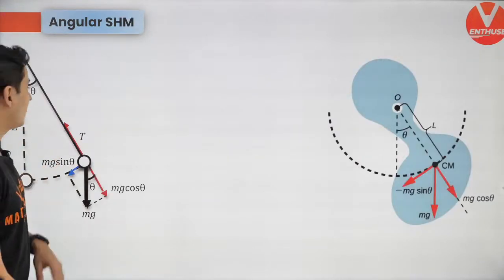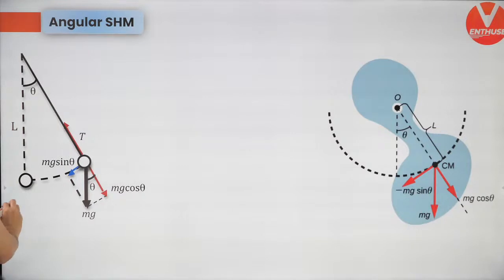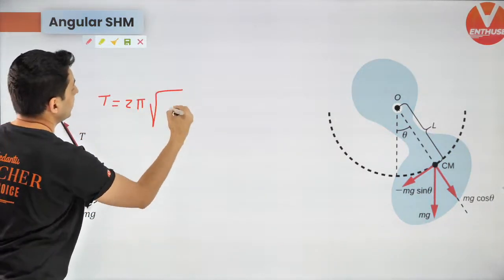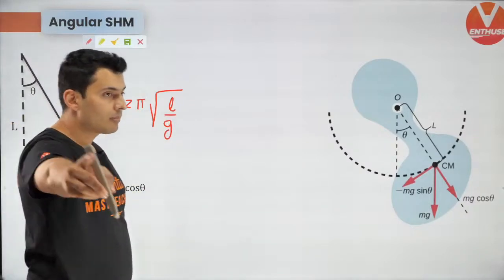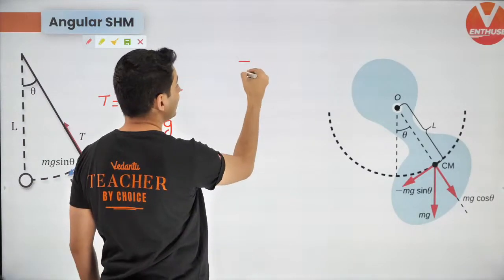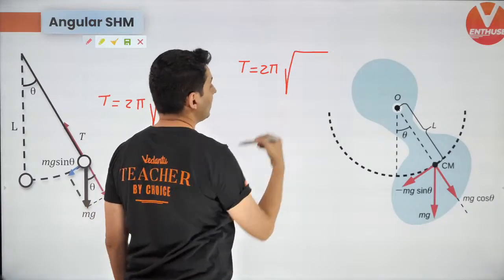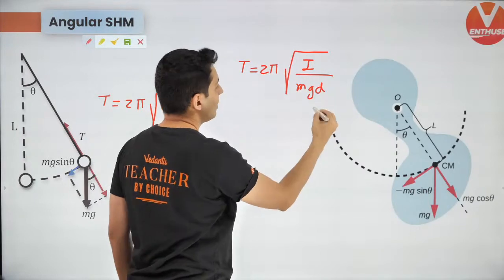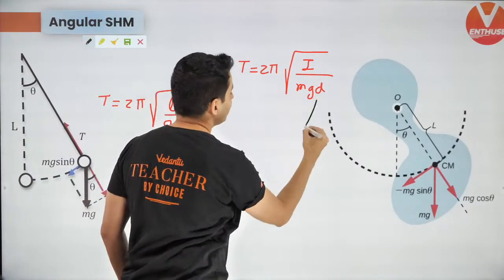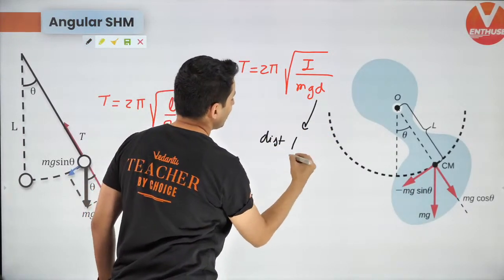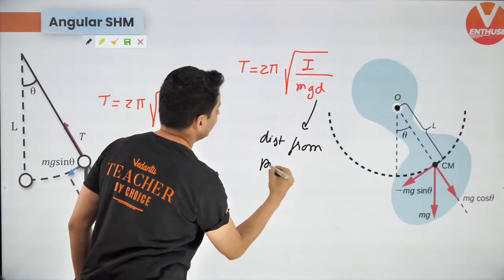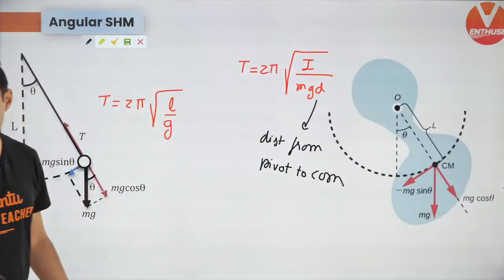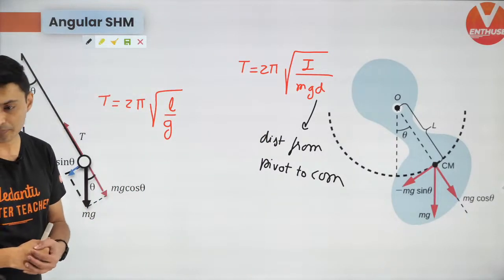All right, next, angular SHM time period. Time period is 2 pi under root L by g for a simple pendulum. But for a physical pendulum, 2 pi under root moment of inertia by mgd. What is this d? This d is the distance from the pivot point to the center of mass. Keep this in mind.